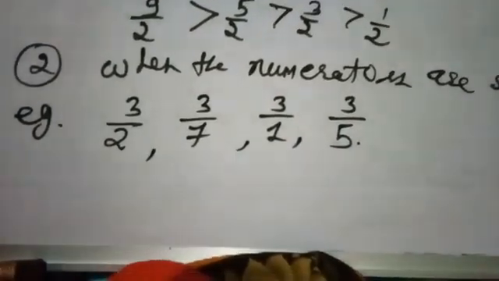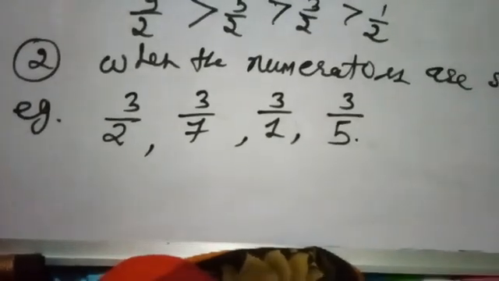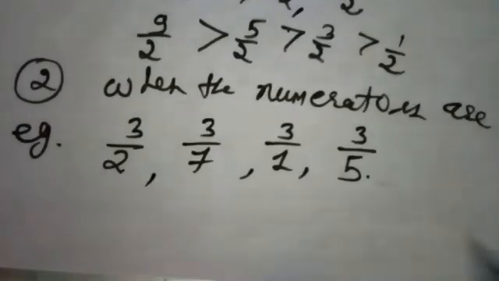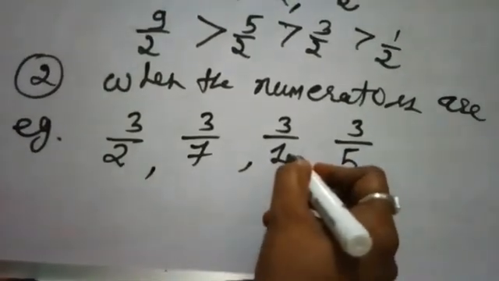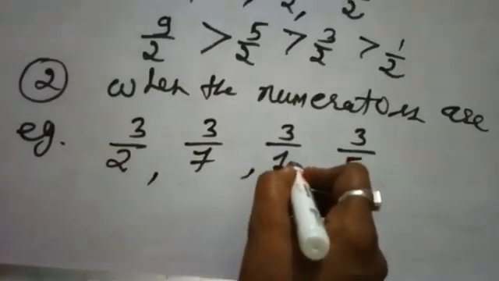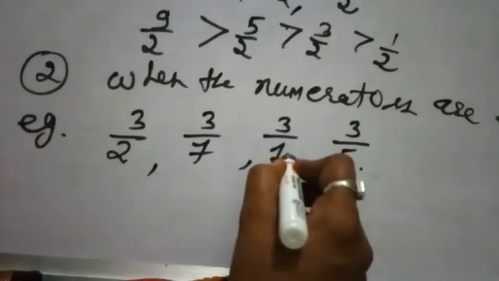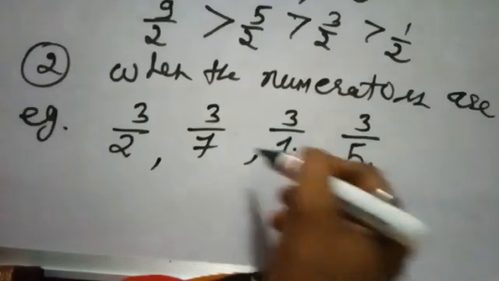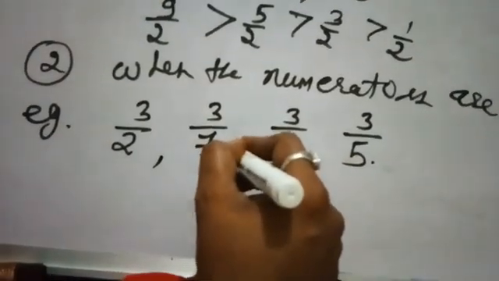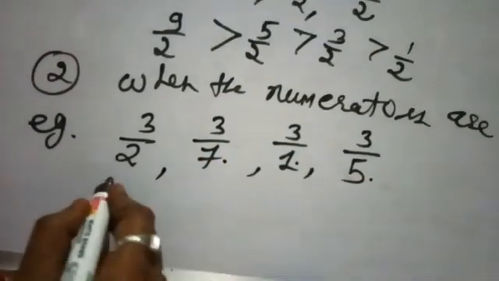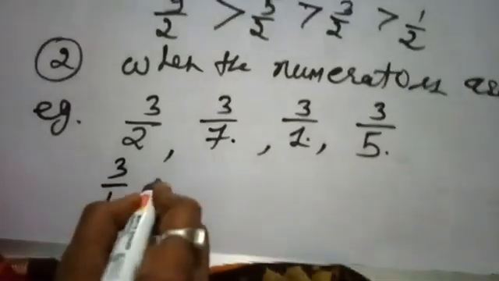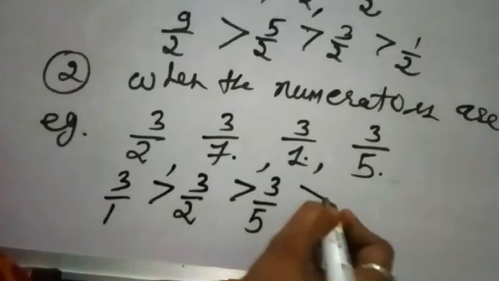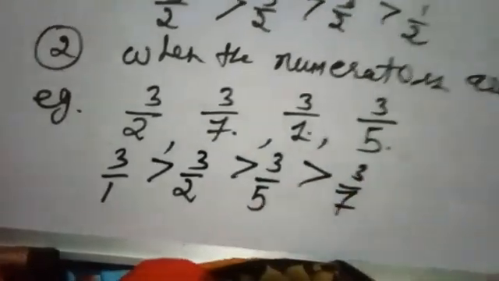The fraction with the bigger denominator is smaller than the other. Or in another way, we can say the fraction with the smaller denominator is bigger. Fraction with the smaller denominator is bigger, and fraction with the bigger denominator is smaller. So how can we arrange? 3 upon 1 is bigger than 3 upon 2, bigger than 3 upon 5, and bigger than 3 upon 7.